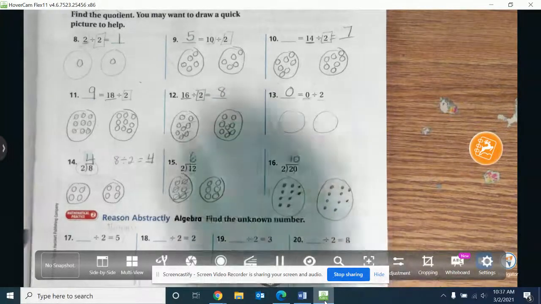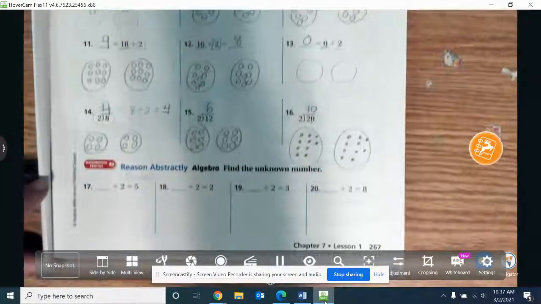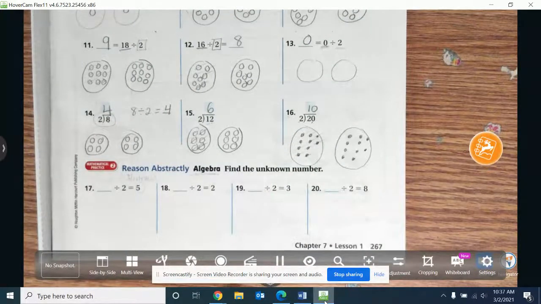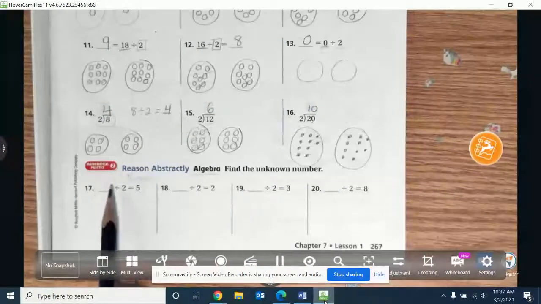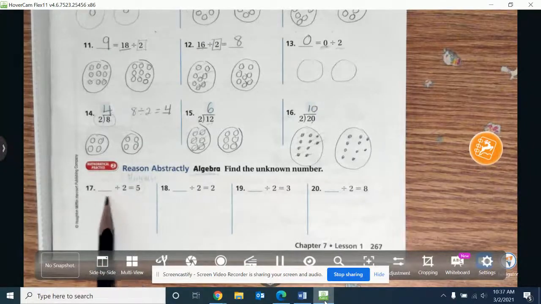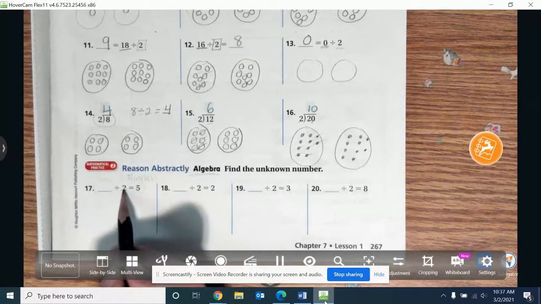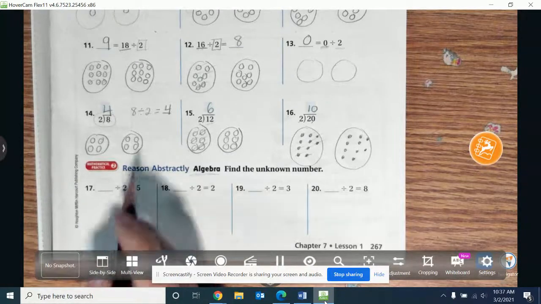Let's do the bottom. Number 17. Algebra. Find the unknown number. So here we're missing the total. We don't know the total. We know that there are 2 groups equals 5. When the number is after, that's the quotient. That's the answer. So I have 2 groups and I have 5 counters in each group. So we're working backwards here. Still, I like to start with the groups.